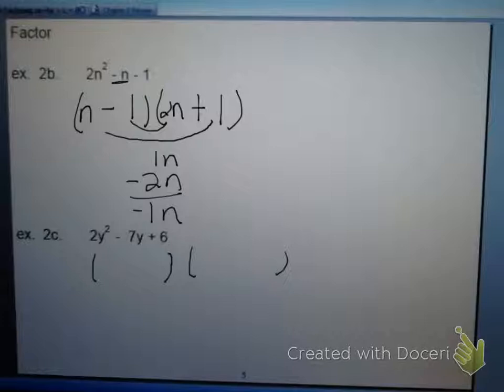Okay, example C. I'm sorry, if the last sign is positive, that means they're both going to be the same sign. So they're both going to be negative.